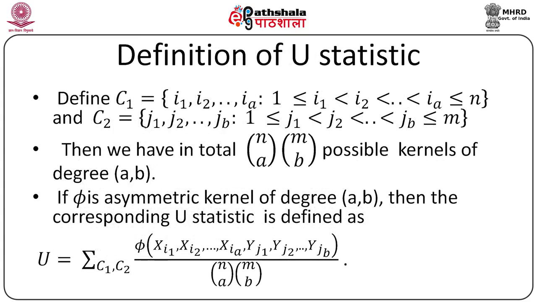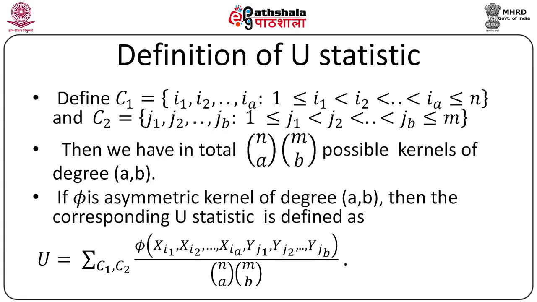Now, we come to the definition of a U statistic in two samples. First of all, we define C1, the set of integers I1, I2, Ia such that 1 less than or equal to I1 less than I2 less than up to Ia less than or equal to small n, and define C2 as the set of J1, J2, Jb such that 1 less than or equal to J1 less than J2 up to Jb less than or equal to small m. Then we have in total n choose A into m choose B possible kernels of degree AB.